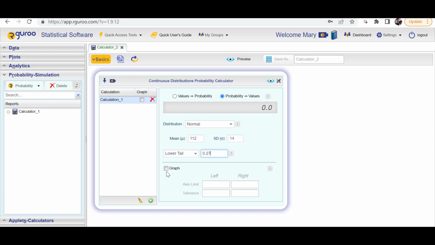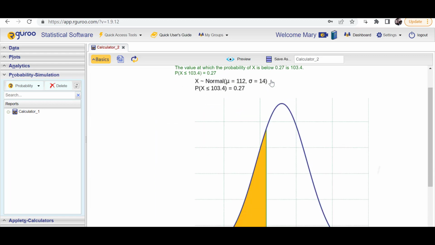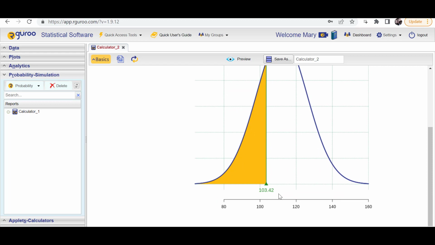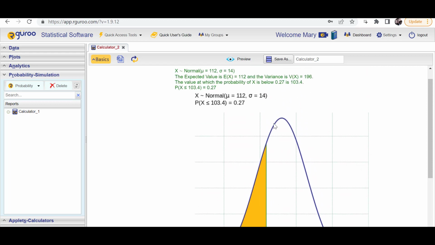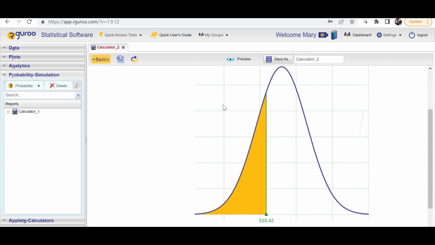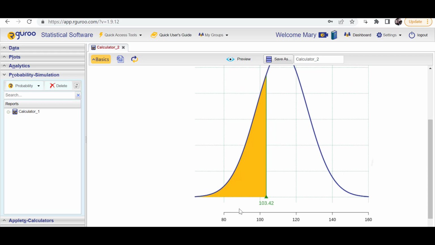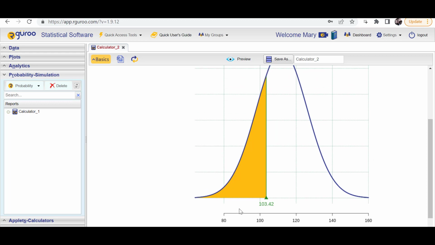0.27, like that. I'm going to hit graph so you can see what it looks like, and you hit the preview button. And so they're saying that the area is 0.27 right here. The value is 103.4. Now, depending on how they want you to round, if you look here, it only goes out to 1 decimal place. If you look below here, they went out 2. If that's not far enough, okay, so I'm going to go ahead and write that down. It's 103.42. So I've written it on the other screen.